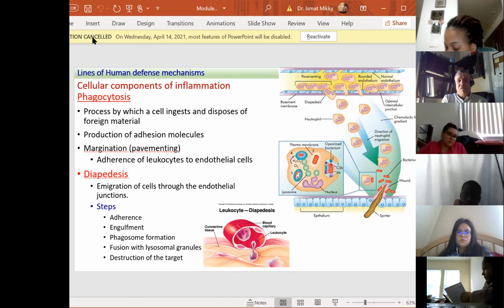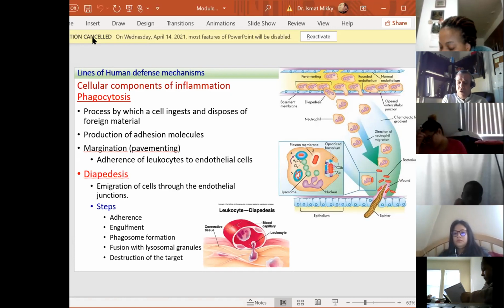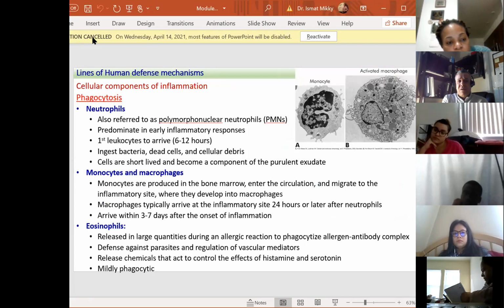So we will have cells to fight the inflammation, like the neutrophils. Mostly it will be neutrophils, which are the major part of the white blood cells. And then here we have the steps for what is called diapedesis, which is the migration of the neutrophils from the bloodstream or from blood vessels, and then leaking to the inflammation site.